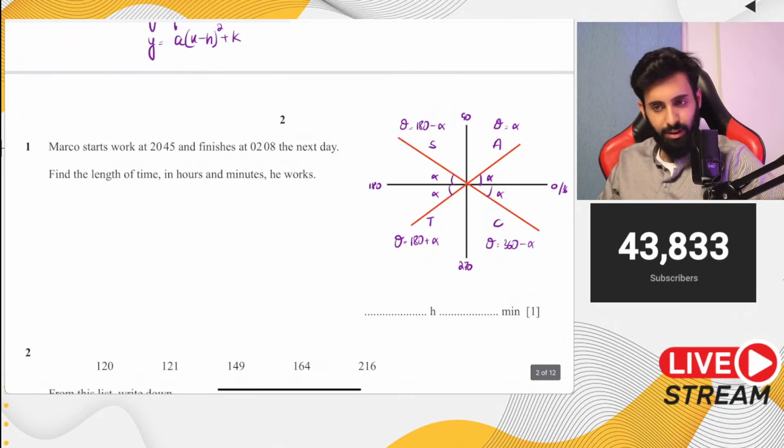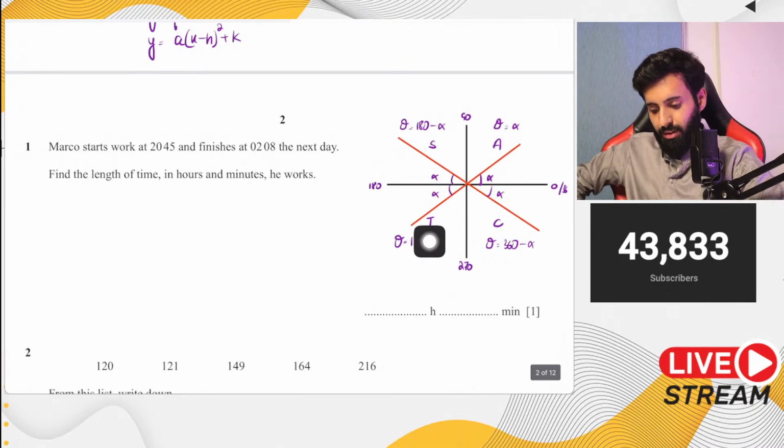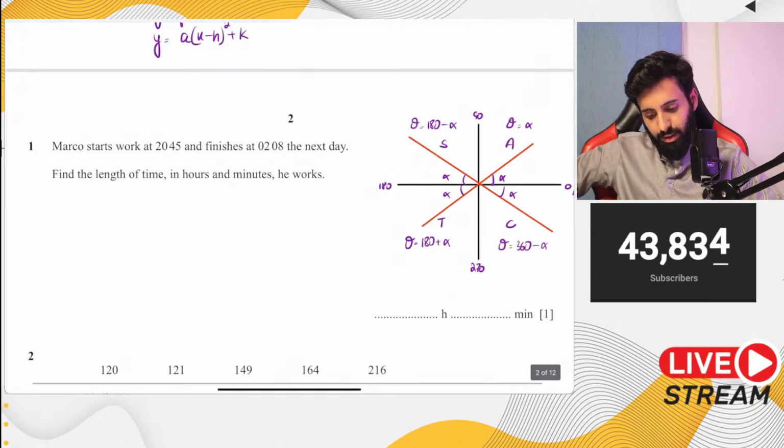In the first quadrant, all trigonometric functions are positive. In the second, only sine is positive. In the third, only tan is positive. In the fourth, only cos is positive. That's how you know the quadrant you're in.